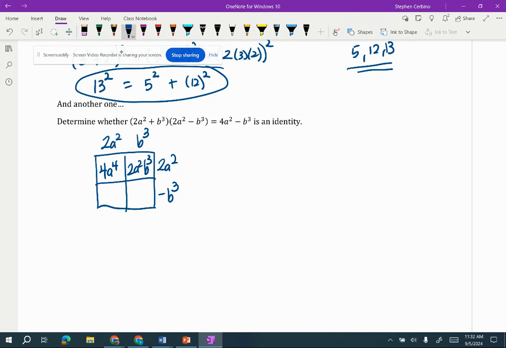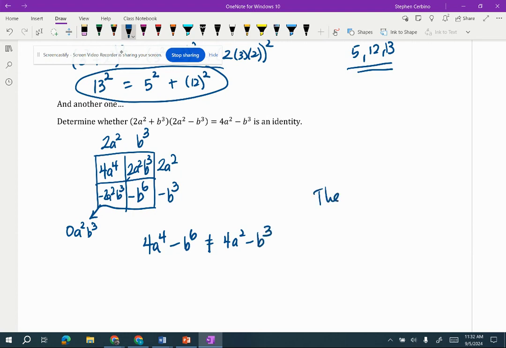Over here we have a negative, so it's going to be a negative 2, because a positive times a negative makes a negative. And then another a squared b to the third. These I could already see add up to 0, right, like terms. And the last box should be a negative, because it's a positive times a negative, and we'd get b to the sixth. So this whole left-hand side comes out to be 4a to the fourth minus b to the sixth, which is not equal to 4a squared minus b to the third.